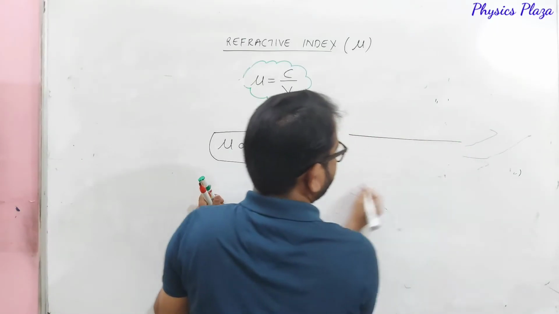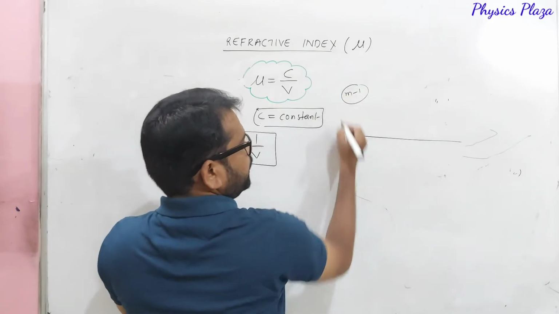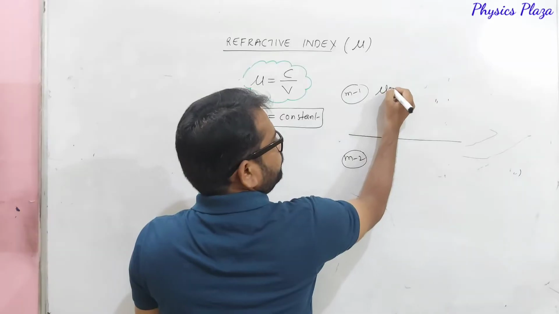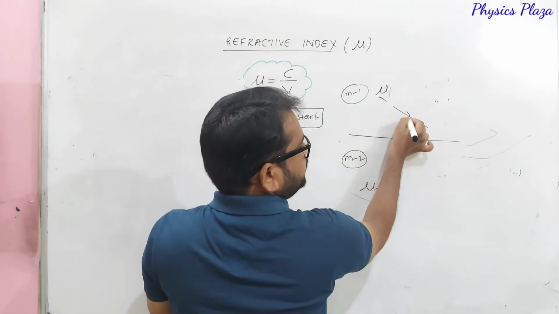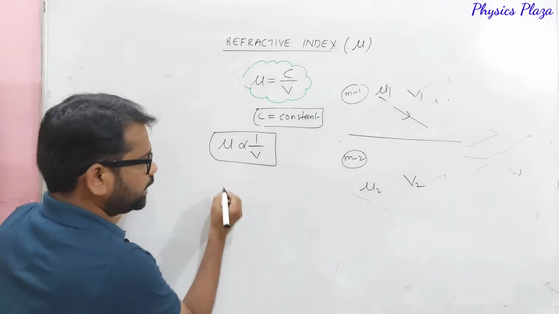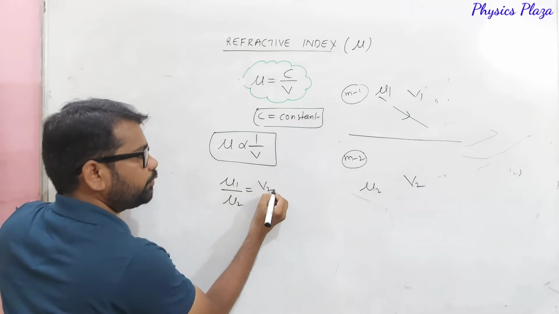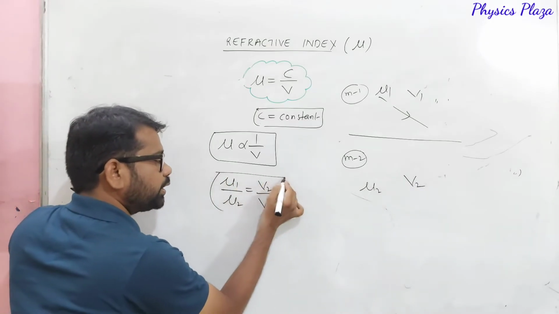So let us see once again, children. Suppose here there are two mediums, medium 1 and medium 2. Let us say the refractive index of medium 1 is mu 1 and of medium 2 is mu 2, and the speed of light in medium 1 is V1 and in medium 2 is V2. Then we can write like this: mu 1 by mu 2 is equal to V2 by V1. Children, this is a very important relation.